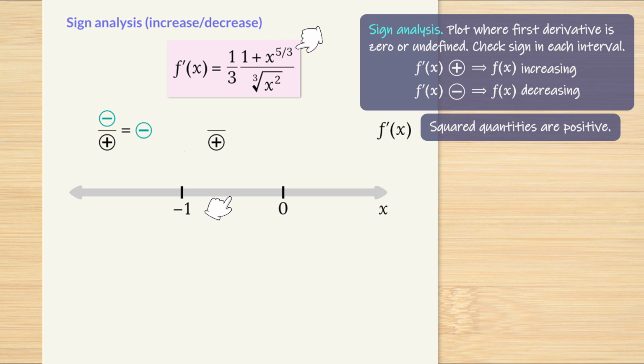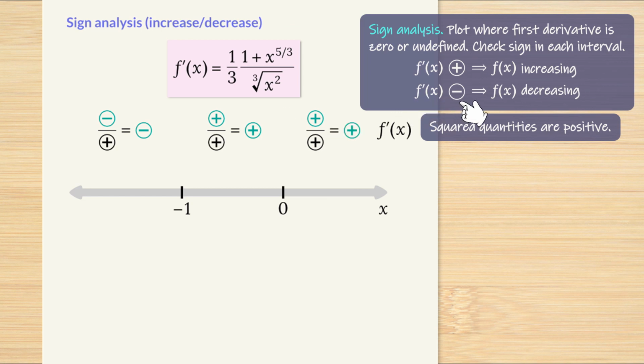1 plus a smaller negative number will give us overall a positive sum. And for x greater than 0, a positive number raised to 5/3 will still give us a positive number. Adding 1 to it just makes it 1 bigger. Therefore, the numerator will be positive in this interval.